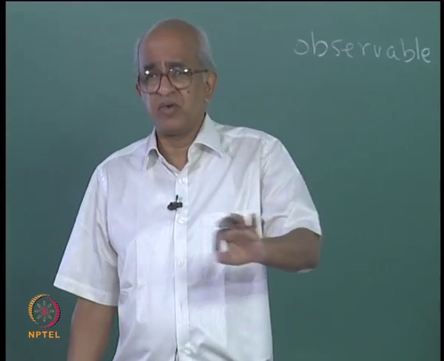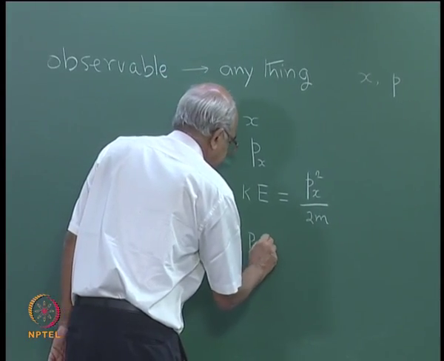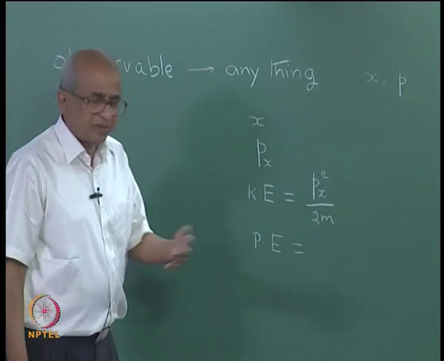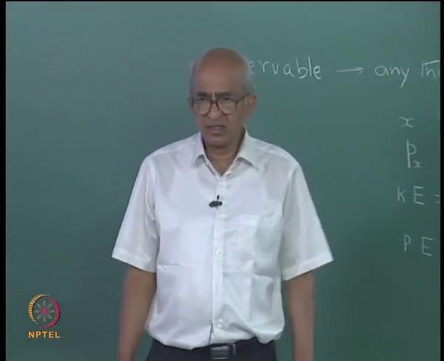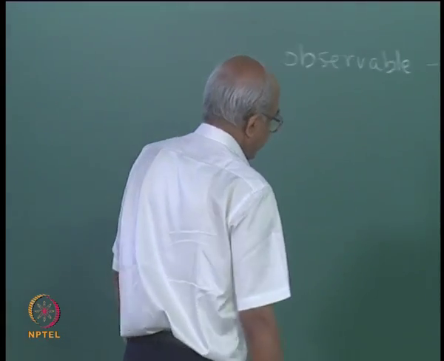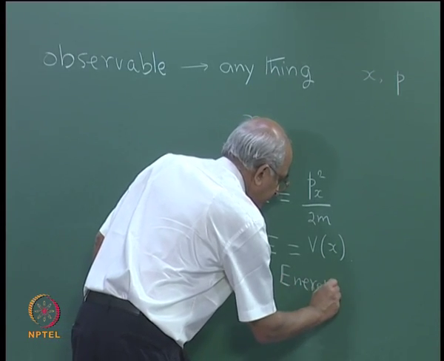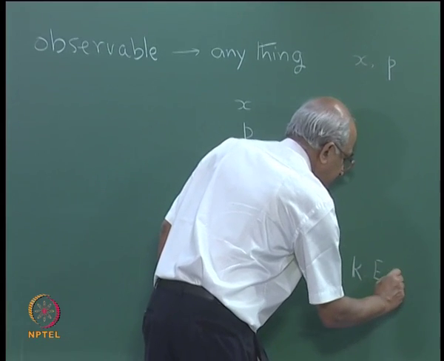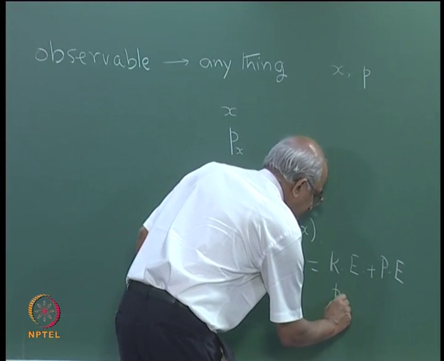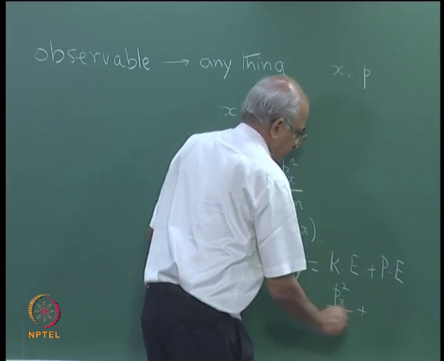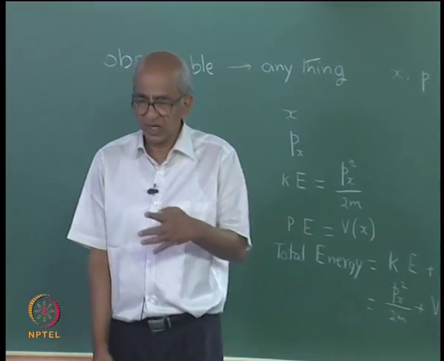Or if your particle is moving in an external field caused by a potential, there is a potential energy associated with the particle. Potential energy will depend upon the position of the particle, so it will be a function of x, let us say V of x, and this is yet another example of an observable. You may also say total energy. Total energy is just the sum of kinetic and potential energies, and so it is going to be px squared by 2m, which is kinetic energy, plus V of x. This is a function of momentum as well as position, and hence is another example of an observable.